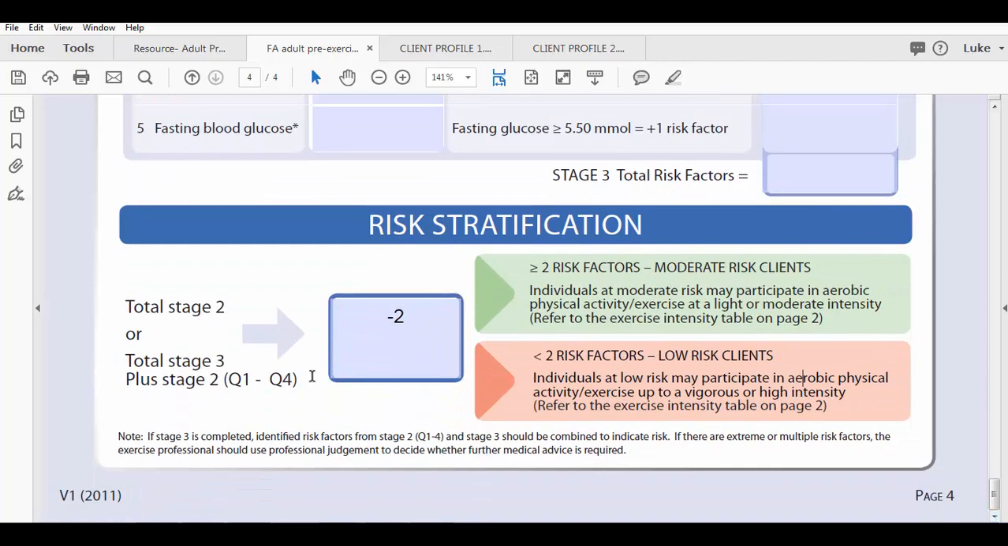So again, we get an overall risk stratification score of -2, puts the client at low risk, and it means that they can participate in aerobic physical activity or exercise up to a vigorous or high intensity. So they can pretty much exercise any way you like based on their score, which is a really good effort.